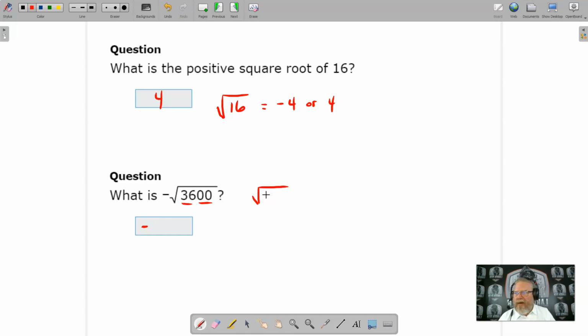So what if I had the square root of, let me see, 3600, I could rewrite as 36 times 100, right? Wouldn't that still be 3600? I think so.